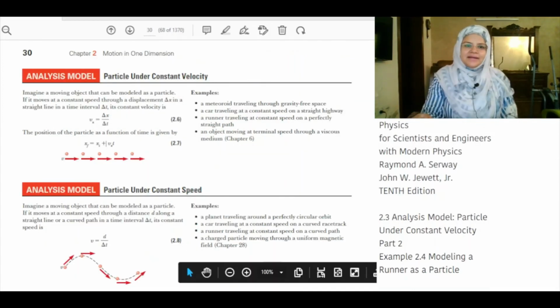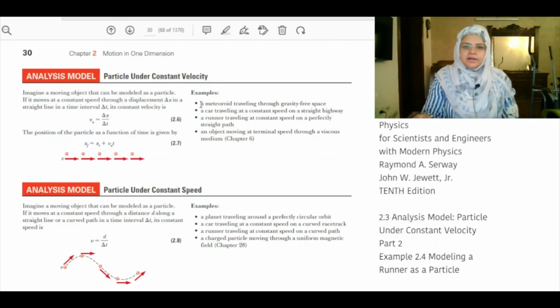Analysis model, particle under constant velocity. Imagine a moving object that can be modeled as a particle. If it moves at a constant velocity through a displacement delta x in a straight line in the time interval delta t, its constant velocity is v_x equal to delta x over delta t. The position of the particle as a function of time is given by x_f is equal to x_i plus v_x t. Examples: a meteoroid traveling through gravity-free space, a car traveling at constant speed on a straight highway, a runner traveling at a constant speed on a perfectly straight path, an object moving at terminal velocity through a viscous medium.